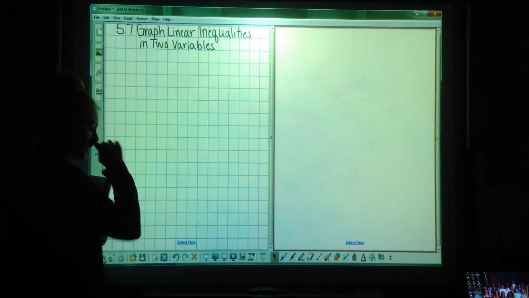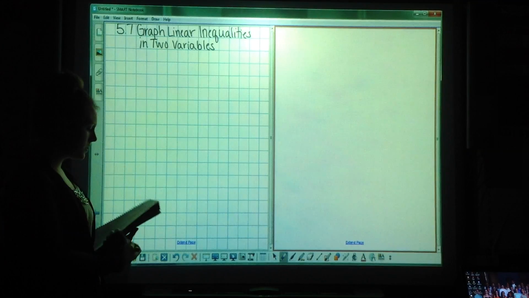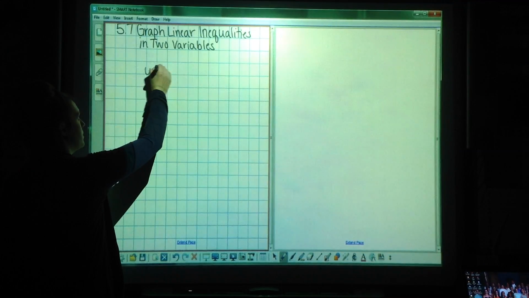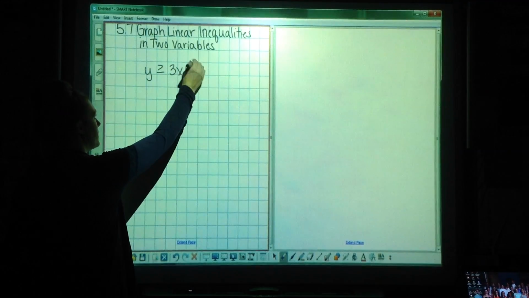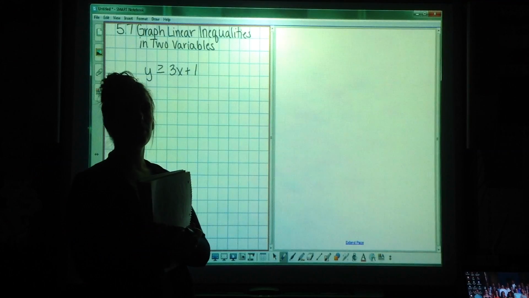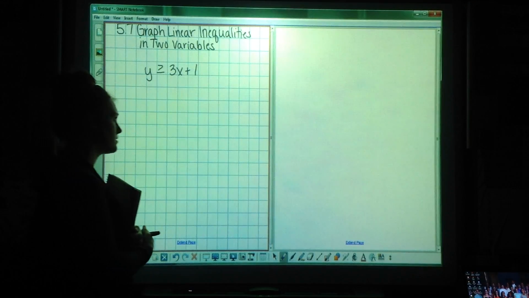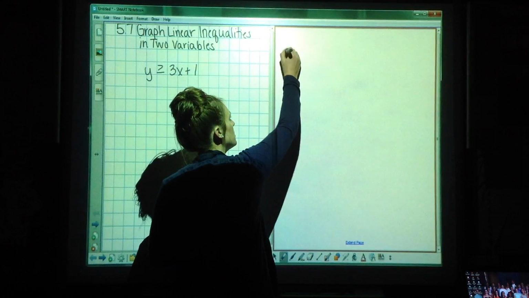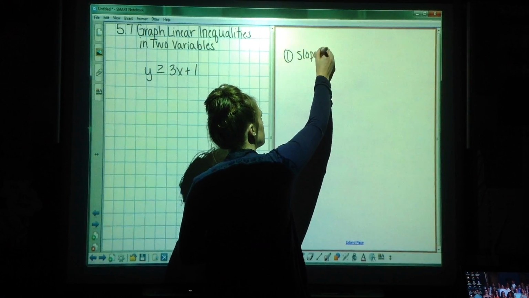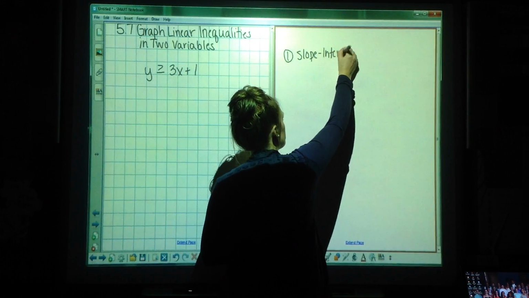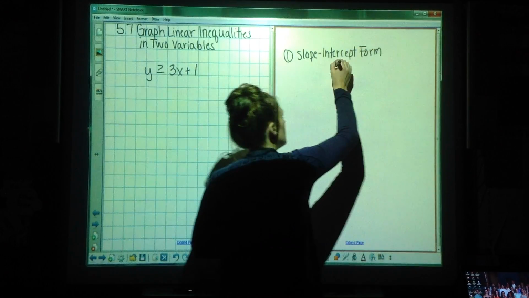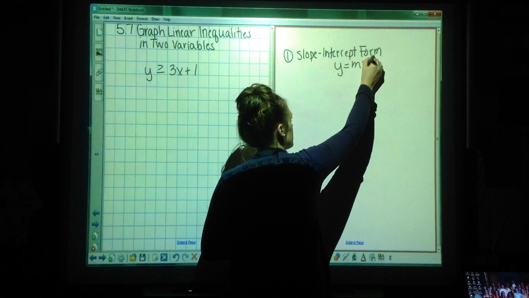Our first inequality is y is greater than or equal to 3x plus 1. Just like graphing equations, you're going to want to make sure that your equation is in slope-intercept form. Y equals mx plus b.